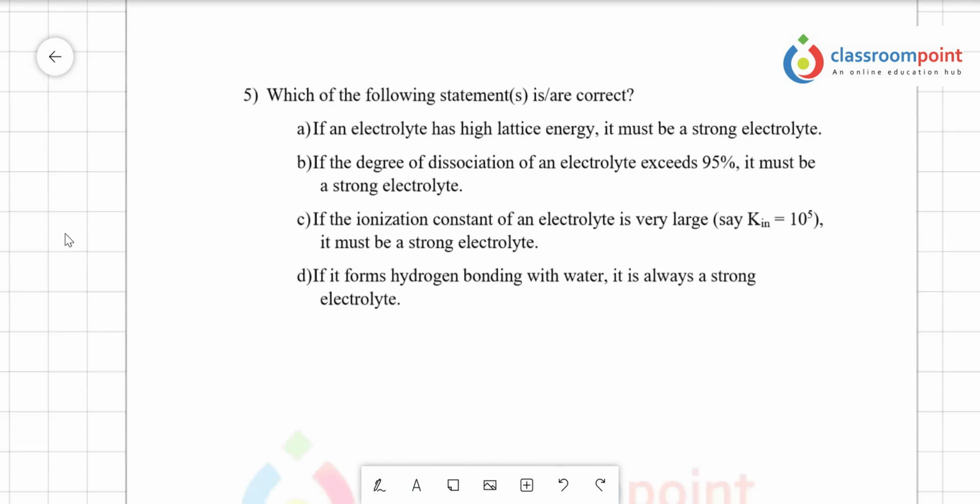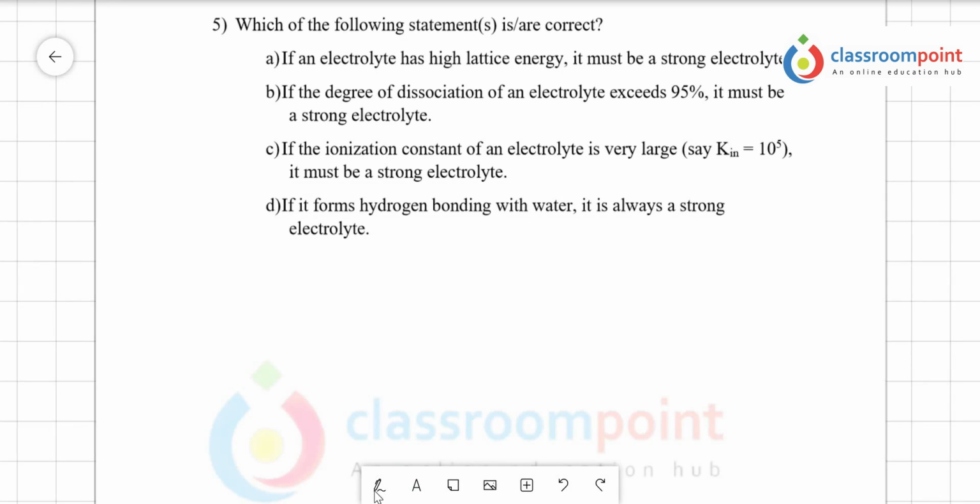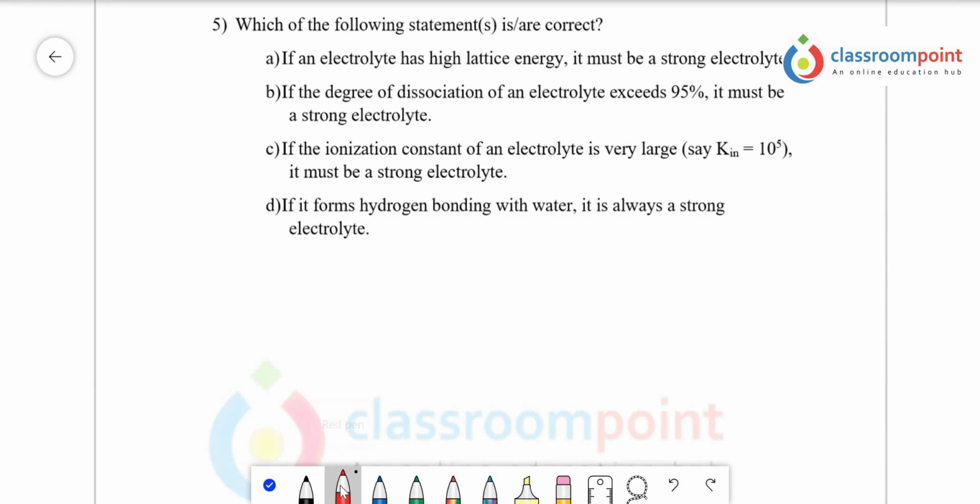Now let's go to another interesting question. You pause the video, solve the question, and then come over here. Which of the following statements is or are correct? If an electrolyte has high lattice energy, it must be a strong electrolyte.